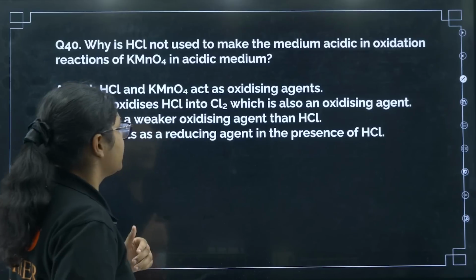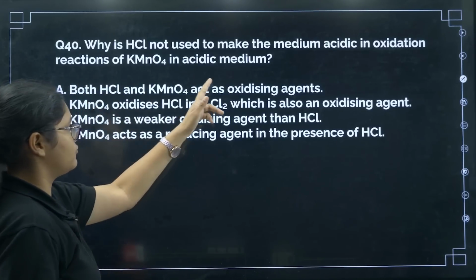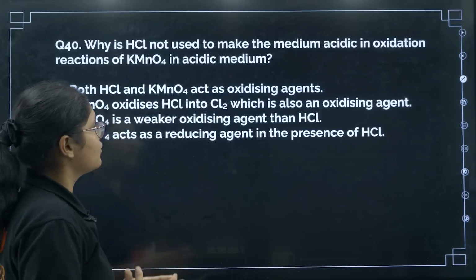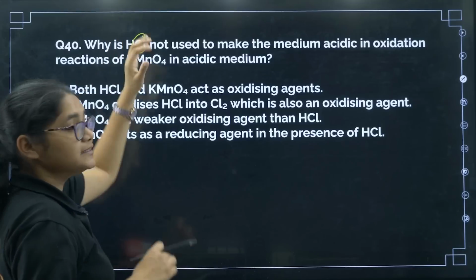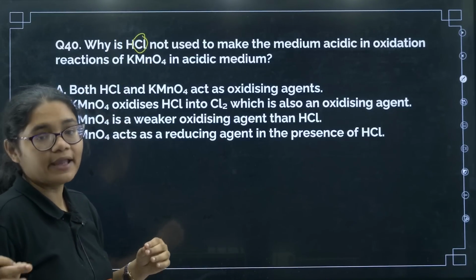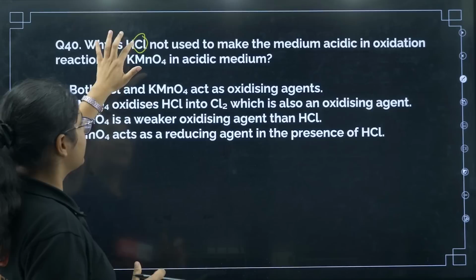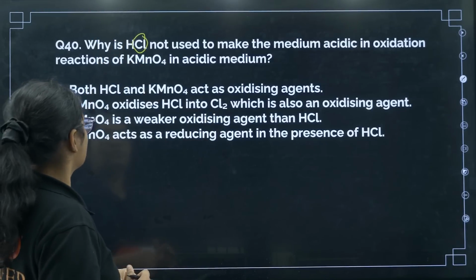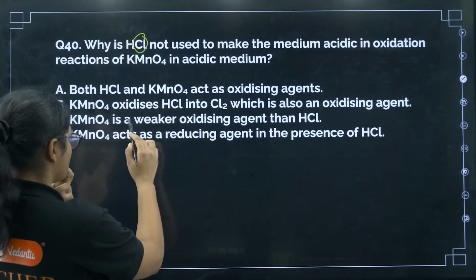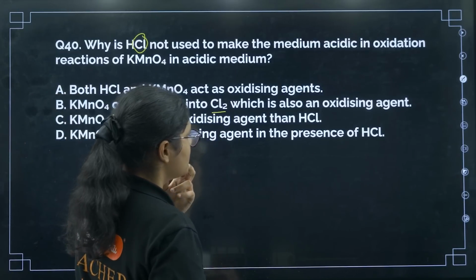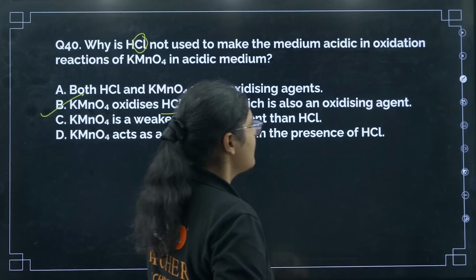Next, why is HCl not used to make the medium acidic in the oxidation reactions of KMnO4 in acidic medium? So we cannot use HCl because KMnO4 oxidizes Cl minus to Cl2. So we have both HCl and KMnO4 acting as oxidizing agents. KMnO4 oxidizes HCl to Cl2, which is also an oxidizing agent. Yes, that is the answer here. That is option number B.